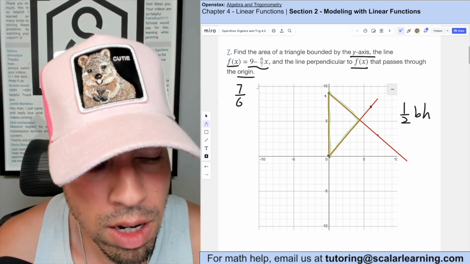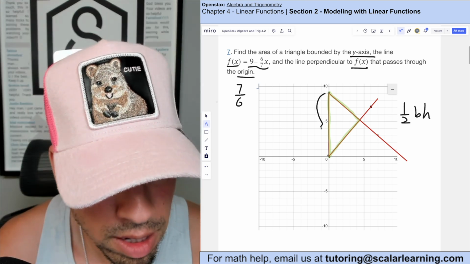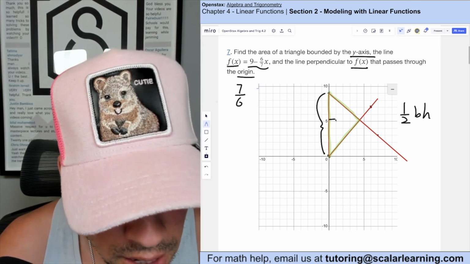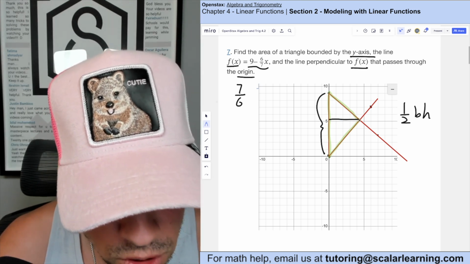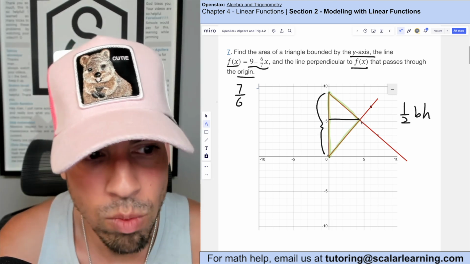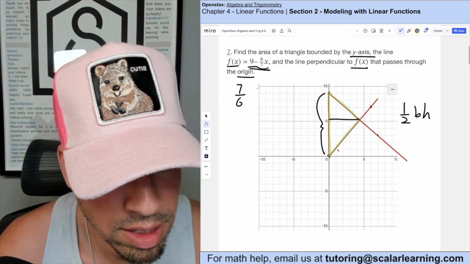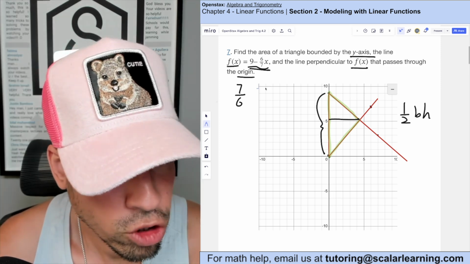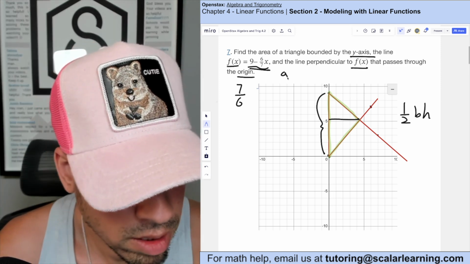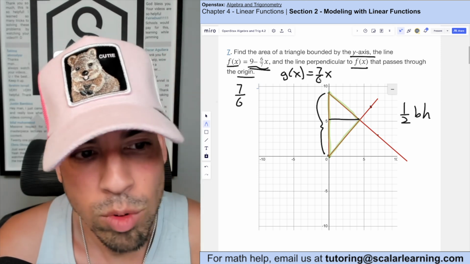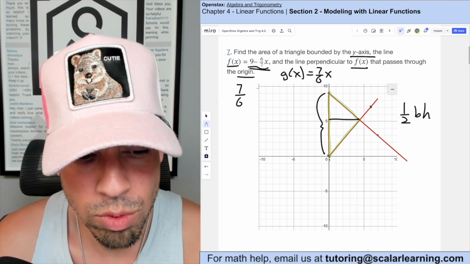So I'm going to assign the base in this case as this length here, and then the height is going to be that height going straight up to that vertex. So the real question is I need to figure out what is that vertex, aka where does this line intersect this second line? I can actually write a function for my second line because I could say g of x equals a slope of 7/6x with the y-intercept of 0, right? Because it goes through the origin.